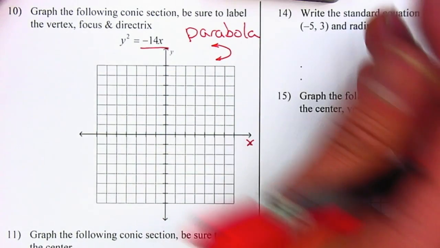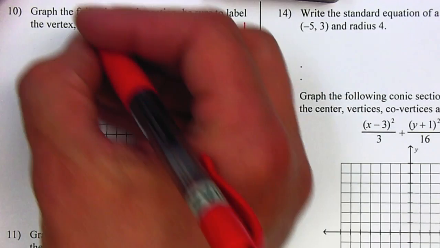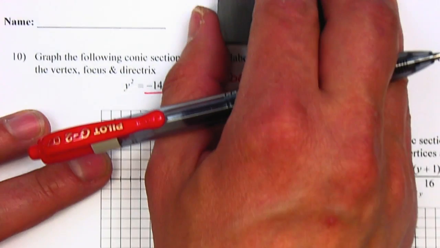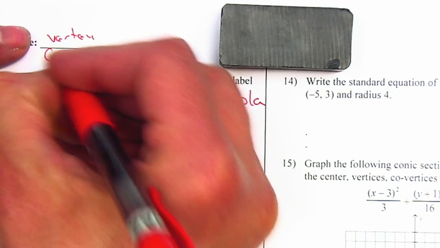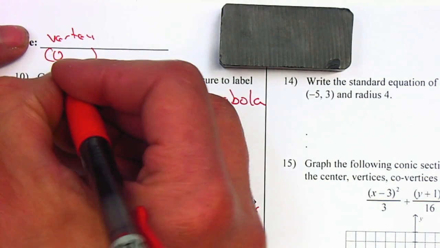So I want to be able to find my vertex. And let me do above. I'm going to use the space above. So my vertex will be h and k. And there's no h and k, so it will be 0, 0.